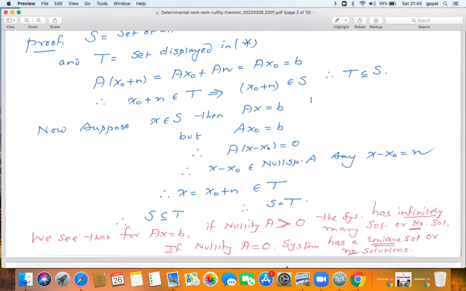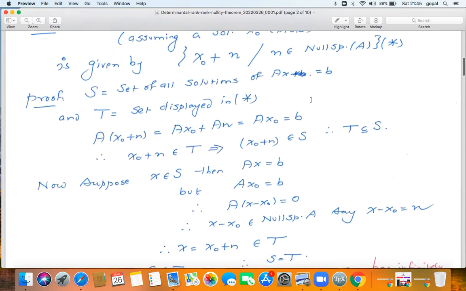Similarly, if the nullity of A is zero, if at all the system has a solution, it will be unique, or the system may not have a solution. Again, if the rank condition, rank of A equals rank of A augmented with B, fails, there is no solution. If that holds, then there is a unique solution, provided the nullity is zero. So this is the structure of the solution.